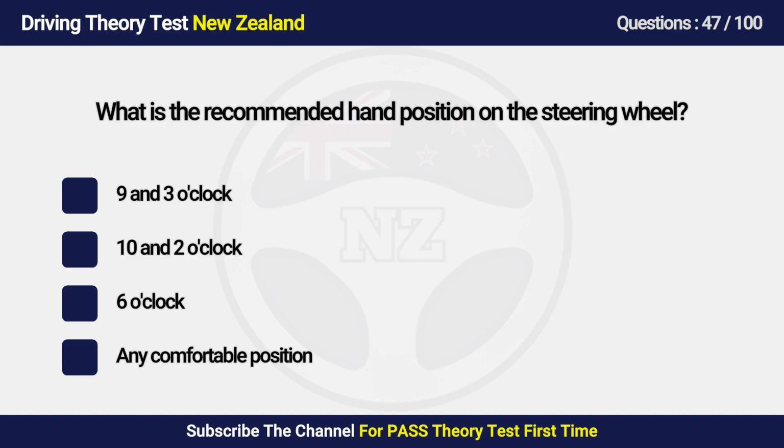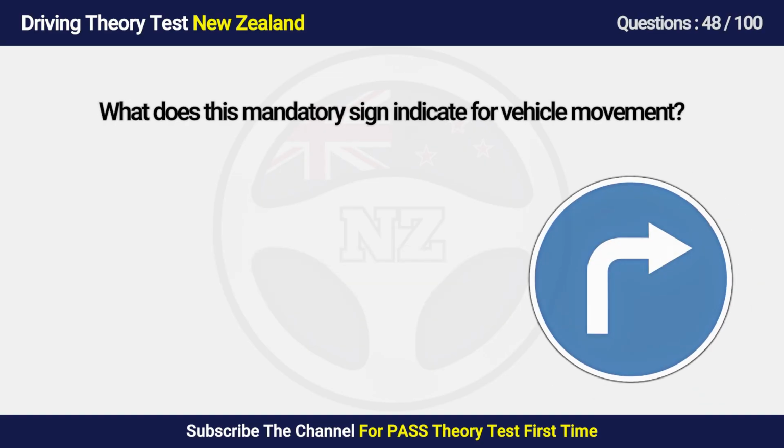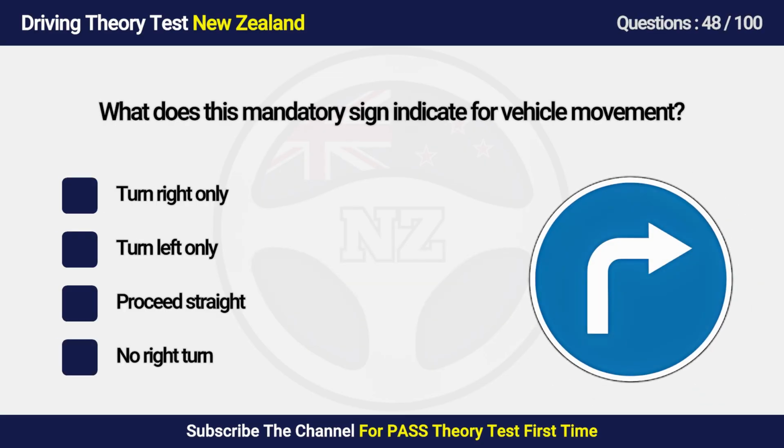A. 9 and 3 o'clock. B. 10 and 2 o'clock. C. 6 o'clock. D. Any comfortable position. Answer is A. 9 and 3 o'clock. The 9 and 3 o'clock position, or 8 and 4, is recommended as it provides better control, reduces fatigue, and is safer with airbags. Question 48. What does this mandatory sign indicate for vehicle movement?